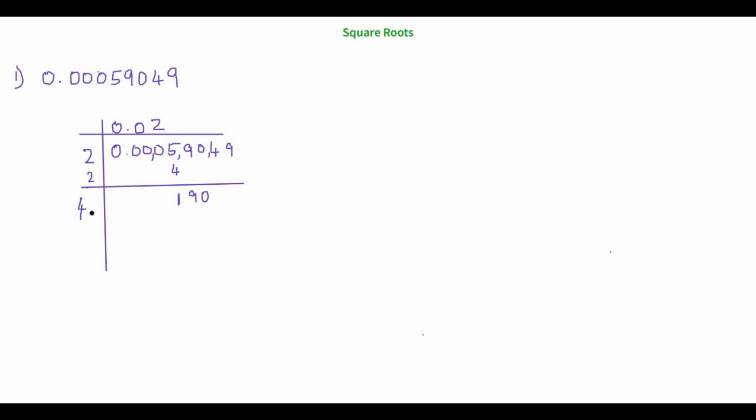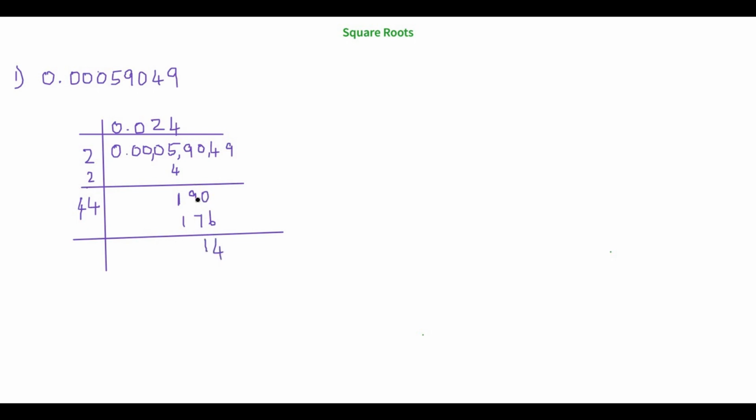So now we have to put one number here and a similar number here. So we can put a 4 here and we will put a 4 here. Always remember, we will put the same numbers in the ones place and in the quotient. So 44 times 4 is 176. So now let's subtract 190 with 176. So 190 minus 176 is 14.